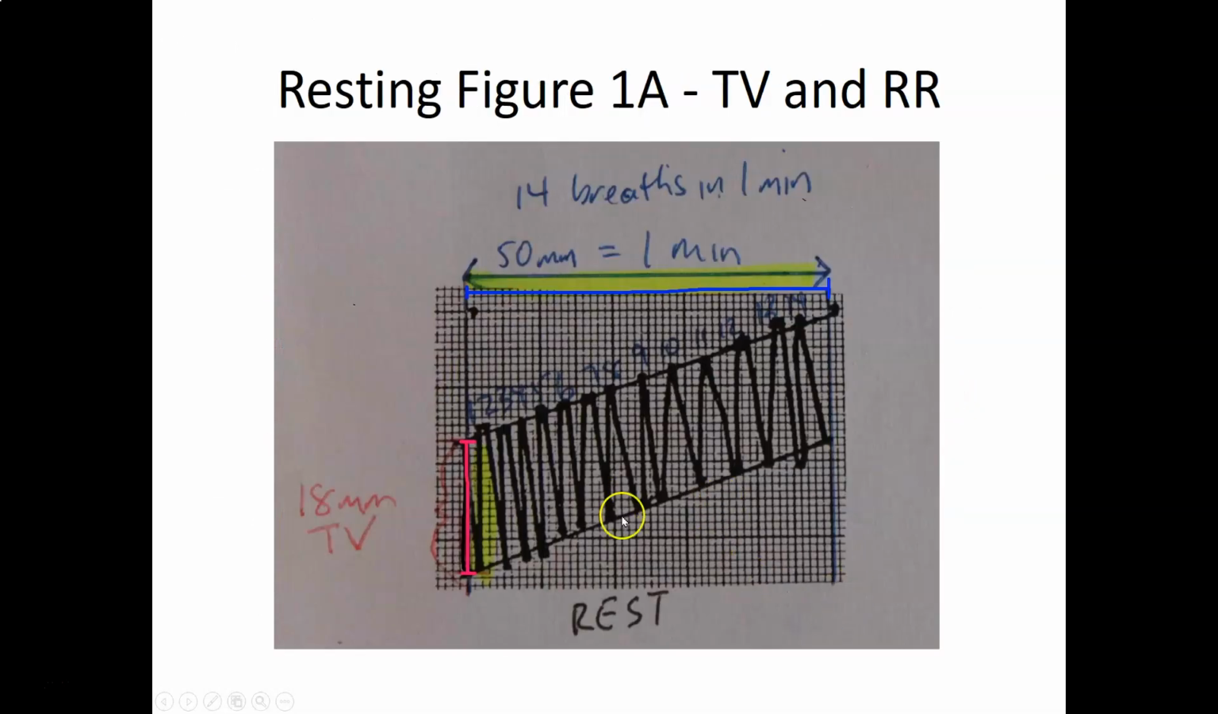So we'll come over to the figure and say, okay, here from this line in pink, all the way up to this line in pink, that's 18 millimeters.